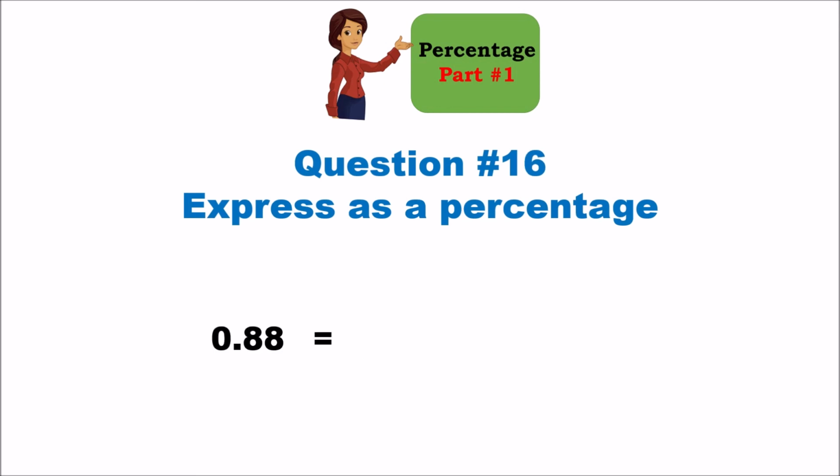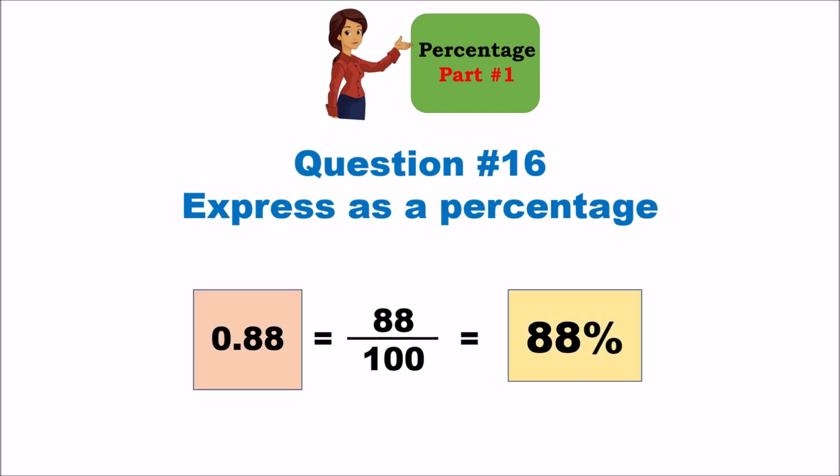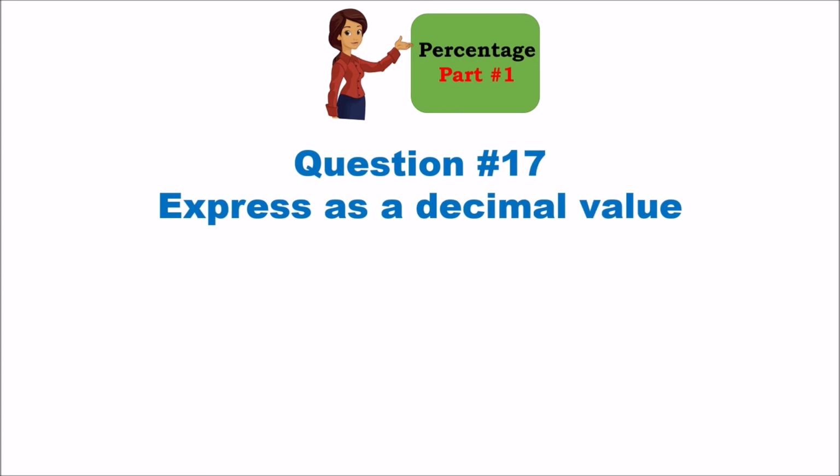0.88, we know that 0.88 is 88 upon 100. It's already upon 100, so we don't need to do anything. Now anything out of 100 is percentage itself, so that would be 88%. So we can say 0.88 in terms of a decimal value is 88% in terms of percentage.